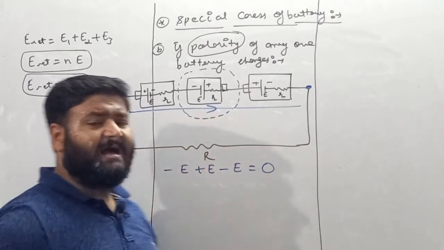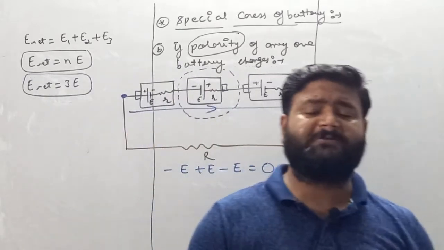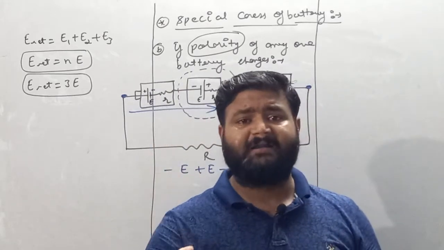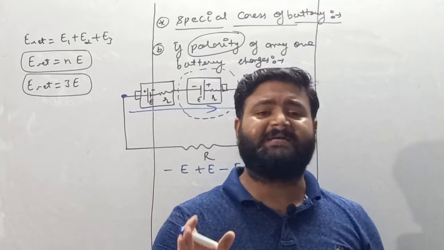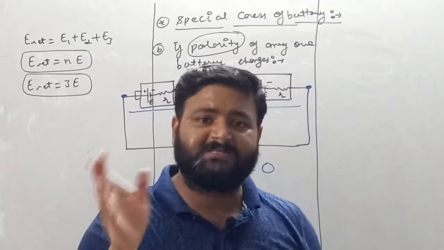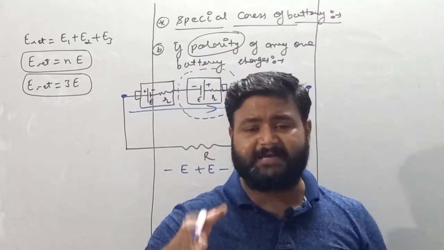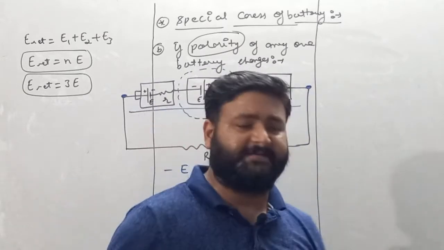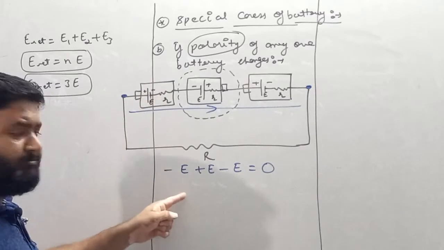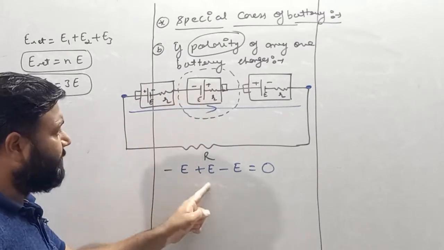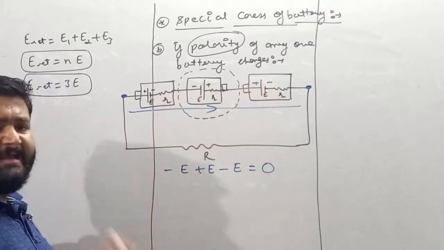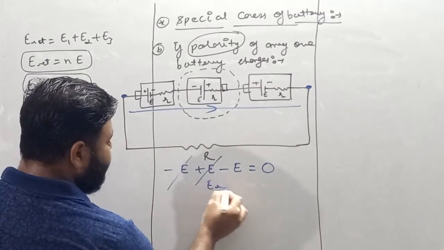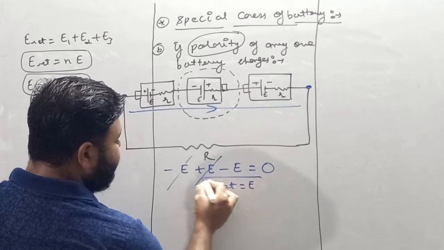Actually, I just want to confirm what the value of E net will be, that's why I am not taking IR for the resistor. I am applying Kirchhoff's second law only for the terminals of the battery, which is also called the EMF of the battery. Plus to minus, minus E, minus to plus, E, plus to minus, E. So see my dear student, minus E and plus E get cancelled. So E net becomes equal to, dear student, E.